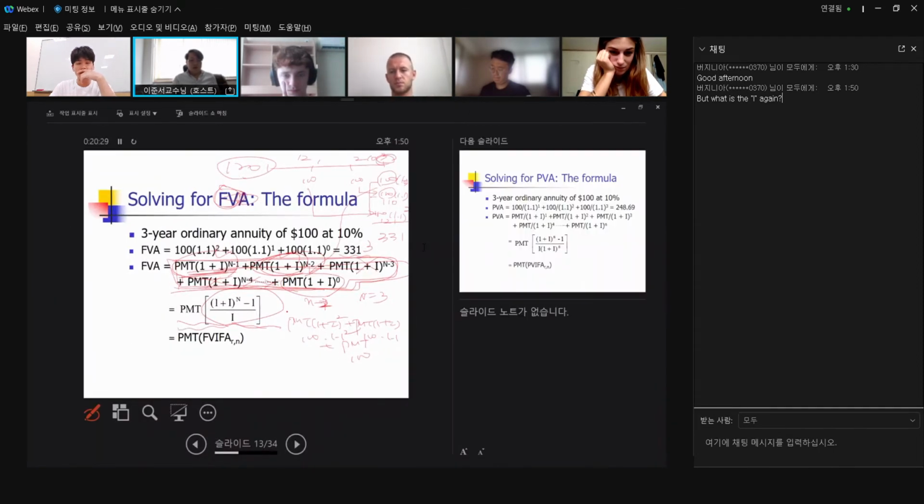So far, I have derived this equation: (1 plus i to the power of n, minus 1) divided by i is called the future value interest factor of annuity. So it's getting simpler, right? Now, payment is what? 100. Now, if we use this formula, you don't have to calculate one by one, right?